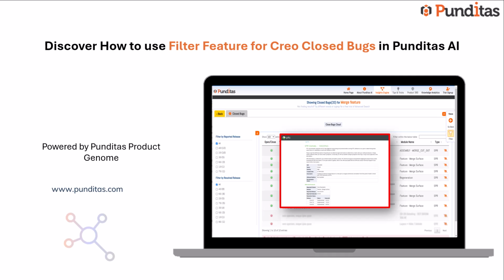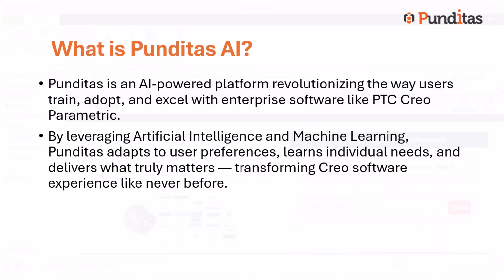This video tutorial discusses how to use the filter feature for Creo closed bugs in Punditas AI Advisor. Punditas is an AI-powered platform revolutionizing the way users train, adopt, and excel with enterprise software like PTC Creo Parametric. By leveraging artificial intelligence and machine learning, Punditas adapts to user preferences, learns individual needs, and delivers what truly matters, transforming the software experience like never before.